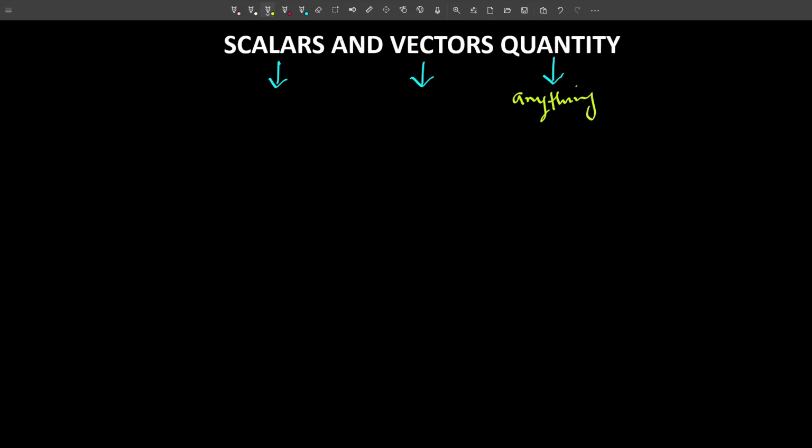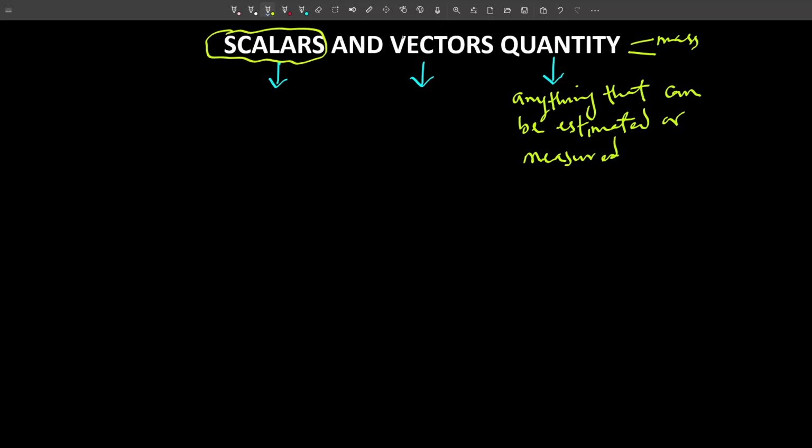Anything that can be estimated or measured. Anything you can estimate or measure is termed as a quantity. Okay, we have various amounts of quantities. We have mass, we have length, we have time, and all that. They're all quantities. So you can group quantities into two various classes. Either we call them scalars or we call them vectors.